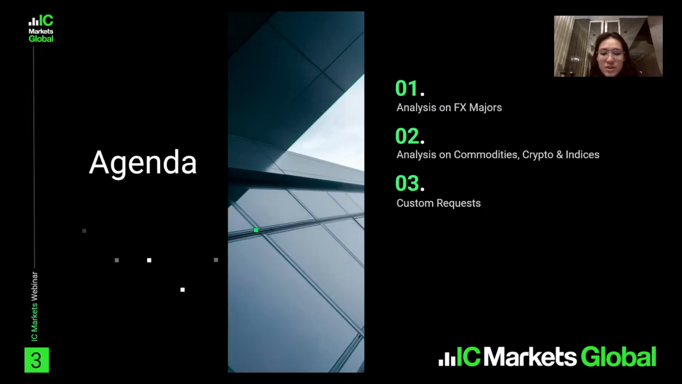So here's our agenda for today. We are going to start off by looking at the FX majors, and then we'll look at commodities, cryptos, and indices, followed by any custom requests.